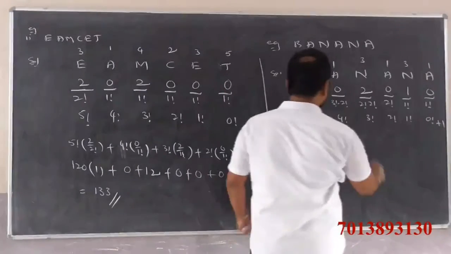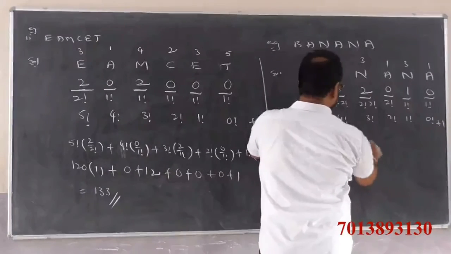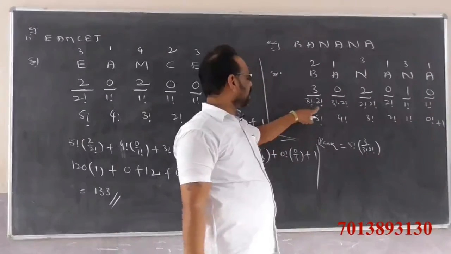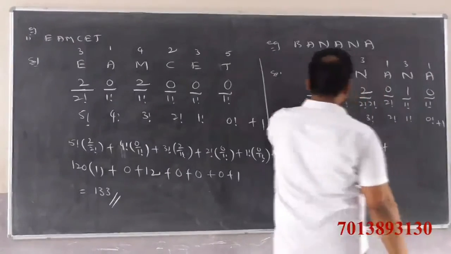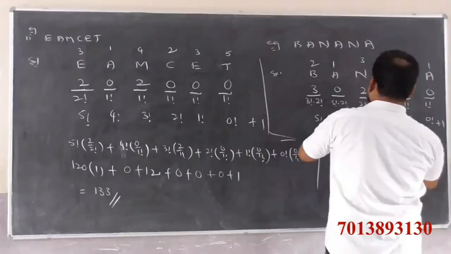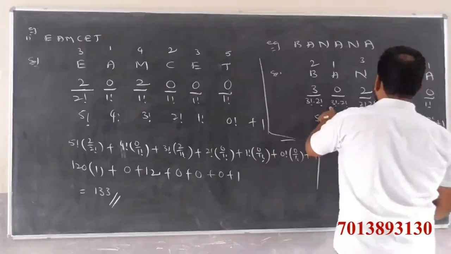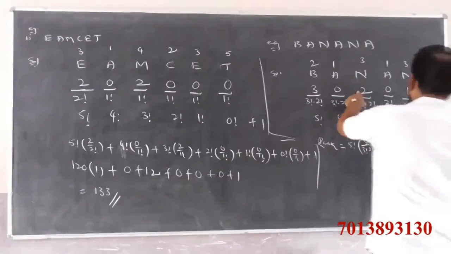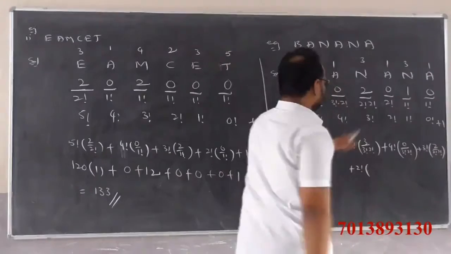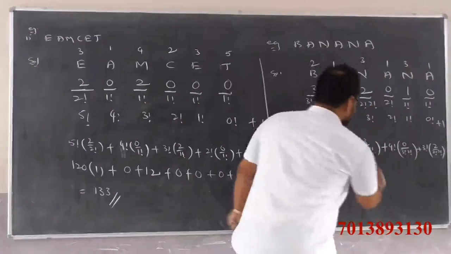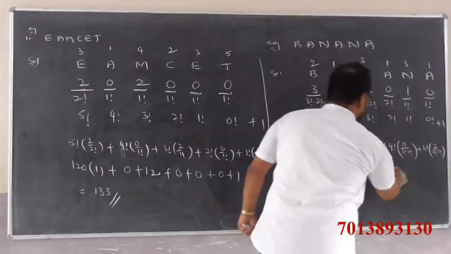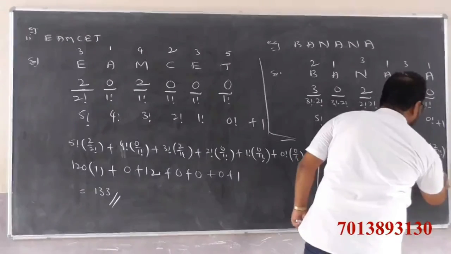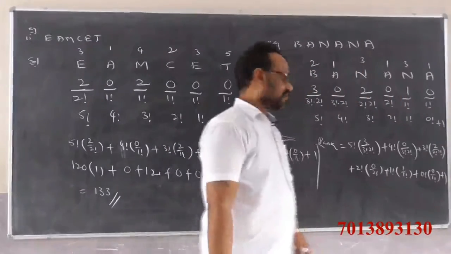So rank is equal to 5 factorial into 3 by 3 factorial into 2 factorial, plus 4 factorial into 0 by 3 factorial into 2 factorial, plus 3 factorial into 2 by 2 factorial into 2 factorial, plus 2 factorial into 0 by 2 factorial, plus 1 factorial into 1 by 1 factorial, plus 0 factorial into 0 by 1 factorial, plus 1.